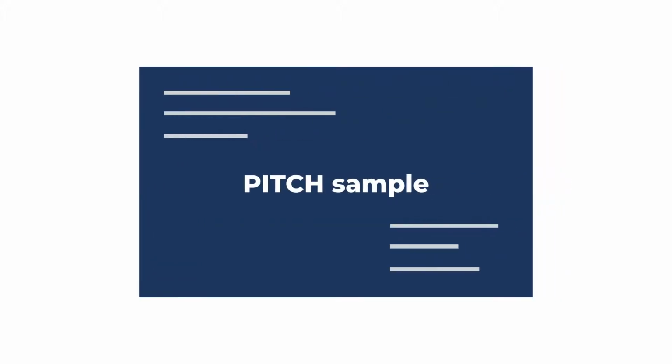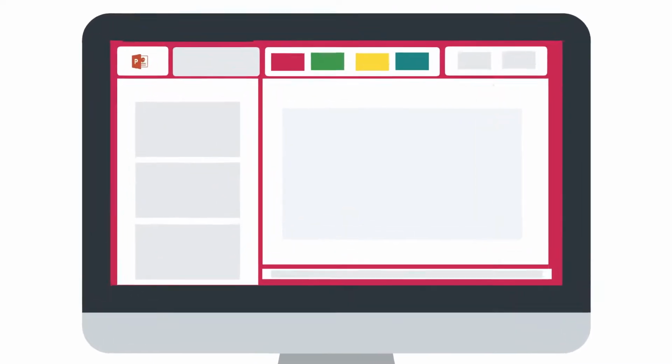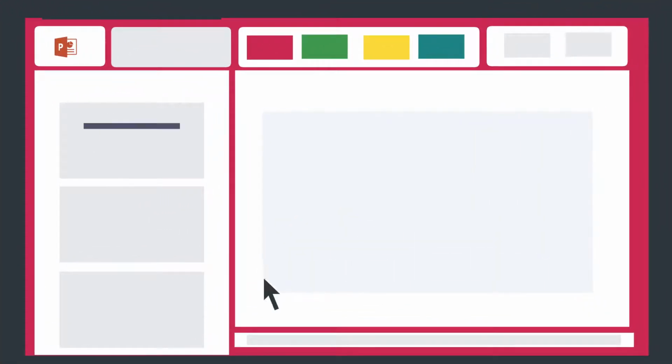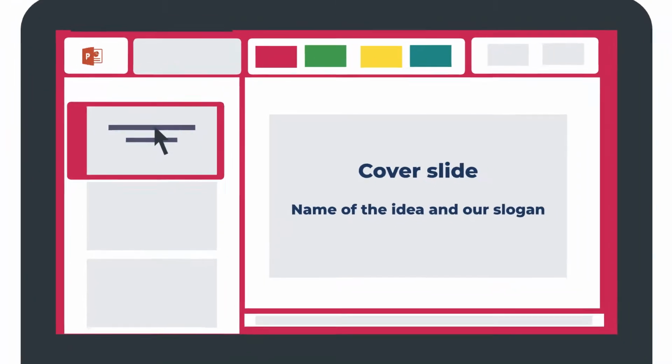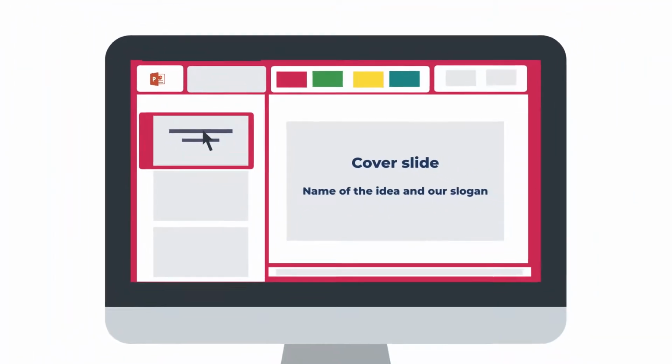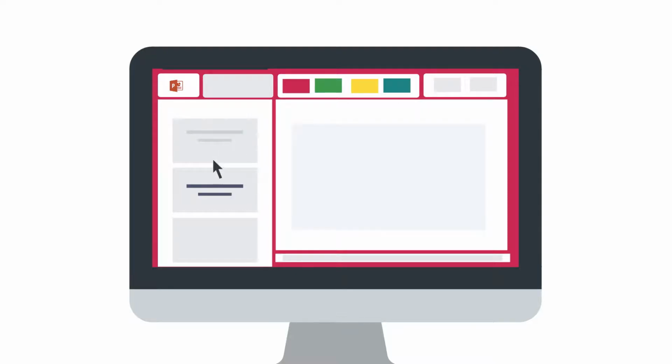Pitch. The following points describe the slides in your presentation. We recommend such an order and content. 1. Cover slide. We put the name of the idea and our slogan or the unique value proposition on the title slide. The cover page is displayed until we start the presentation. We come in front of the jury, introduce ourselves, and say what we will present.